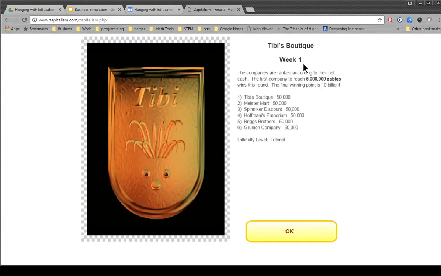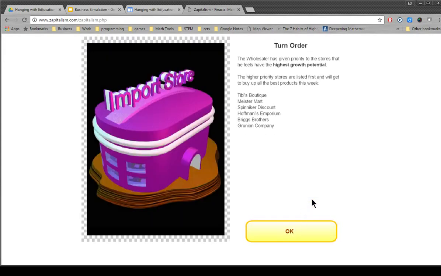Now in week 1, this is the tutorial mission, I'll remind you. In the tutorial mission, we're going to start fairly simply. Everybody has $50,000 to spend. And our first company to reach 5 million Zables, the Zables is the currency in the game, wins the round. The final winning point is 10 billion. So it's kind of in 2 phases. Win a round by getting 5 million, win the whole final thing by getting 10 billion. We probably are not going to progress that far in the time we have because there's a lot to explain and a lot to experience.